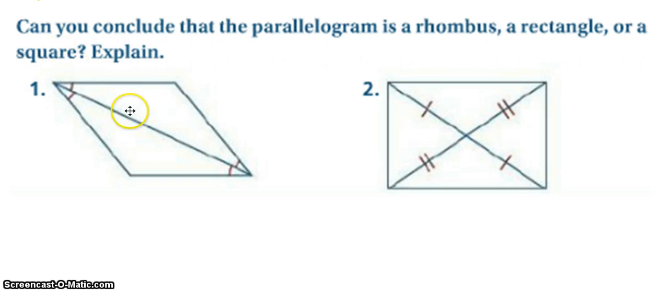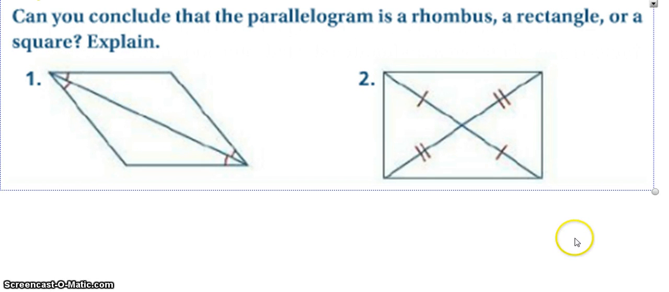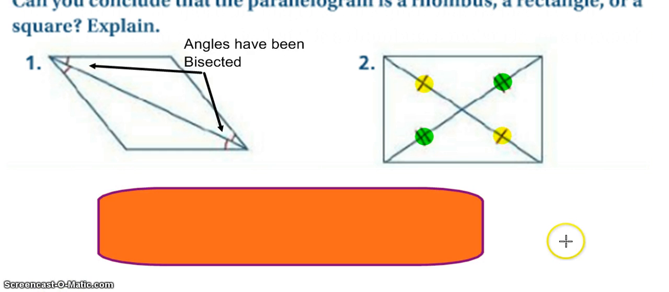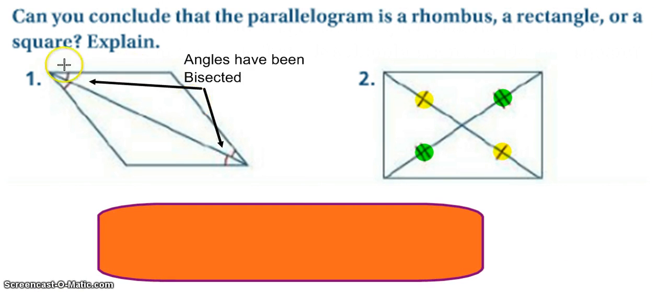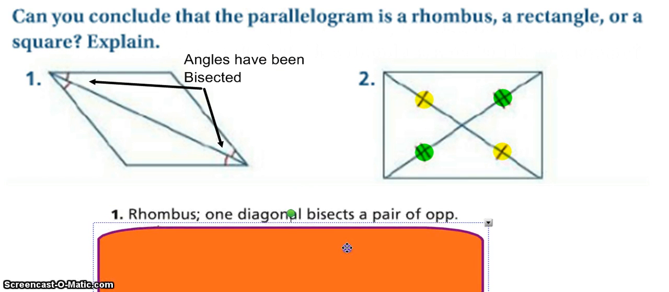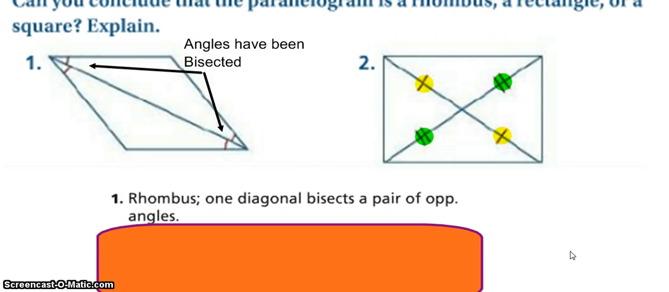When we go and look at our practice problems 1 and 2, go ahead, pause the video and see if you can figure out, being as specific as possible, whether we have a rhombus, rectangle, or square. Alright, so when I look at number 1, the first thing I see is that based on these markings down here and up there, our angles have been bisected, and since we know that this is a parallelogram, then we can say that this must be a rhombus because our opposite angles have been bisected.